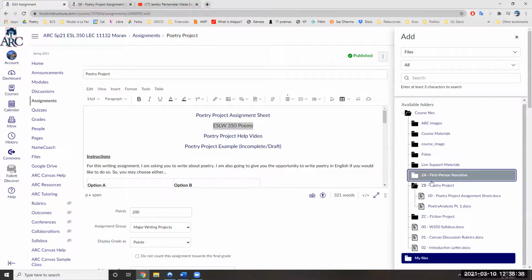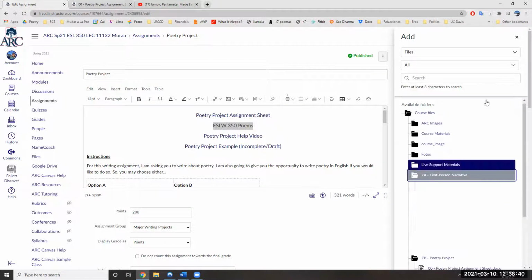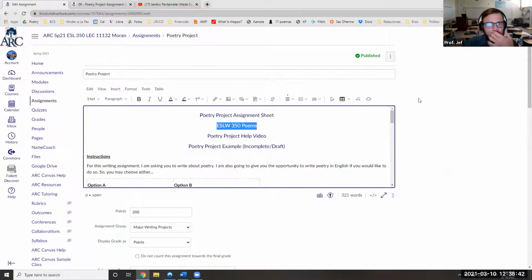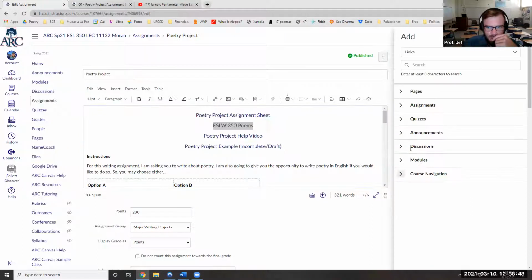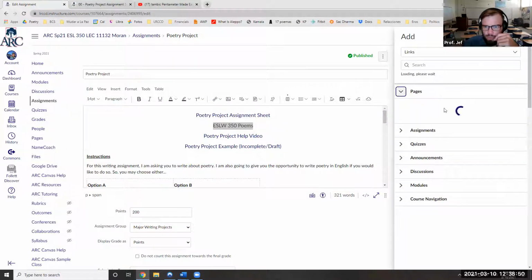Where did this go? Sorry, you guys. This is what happens when I'm trying to multitask. Multitasking is never a good idea. Oh, good. I'll put it here.